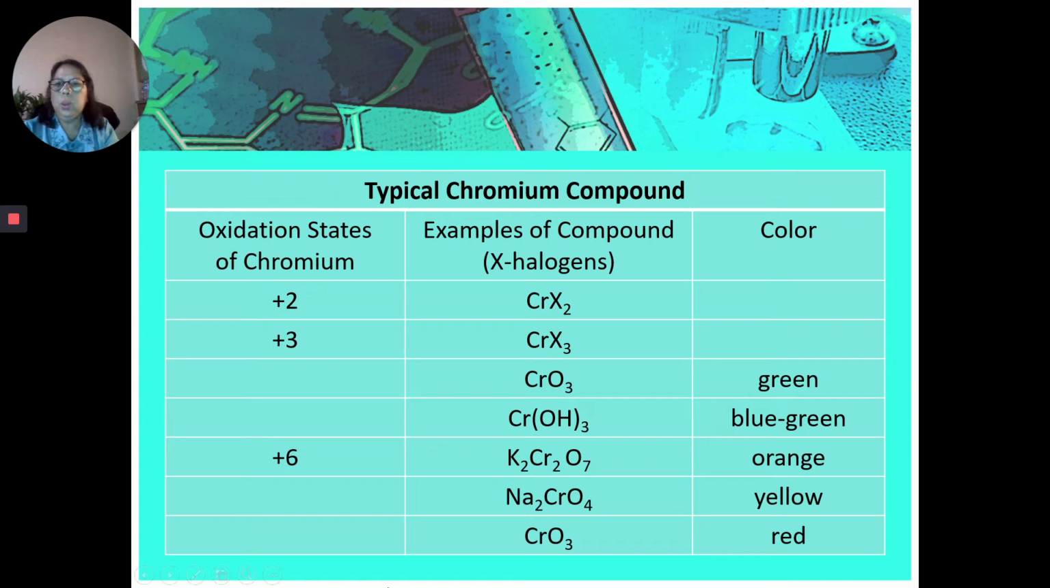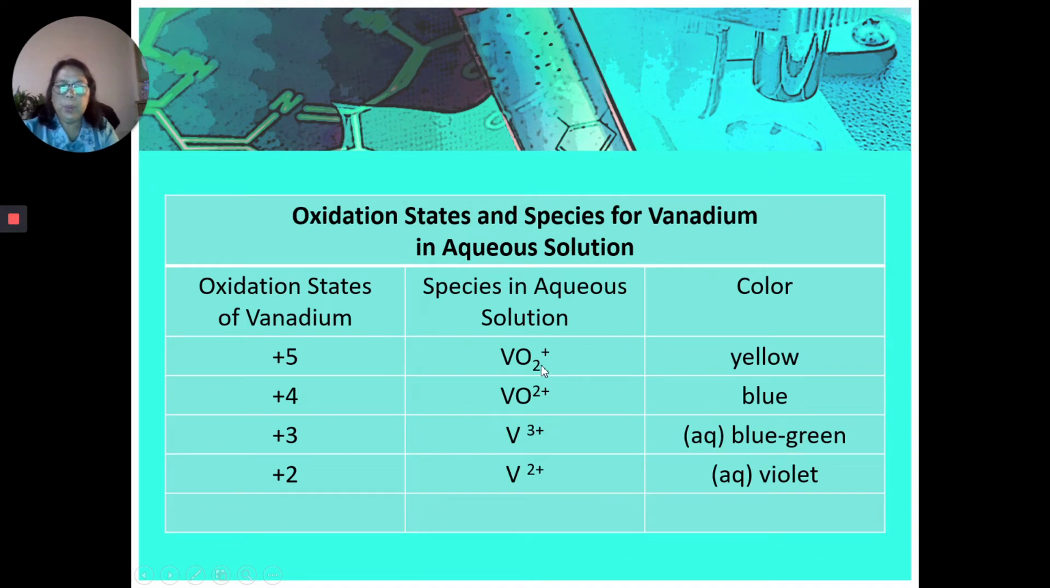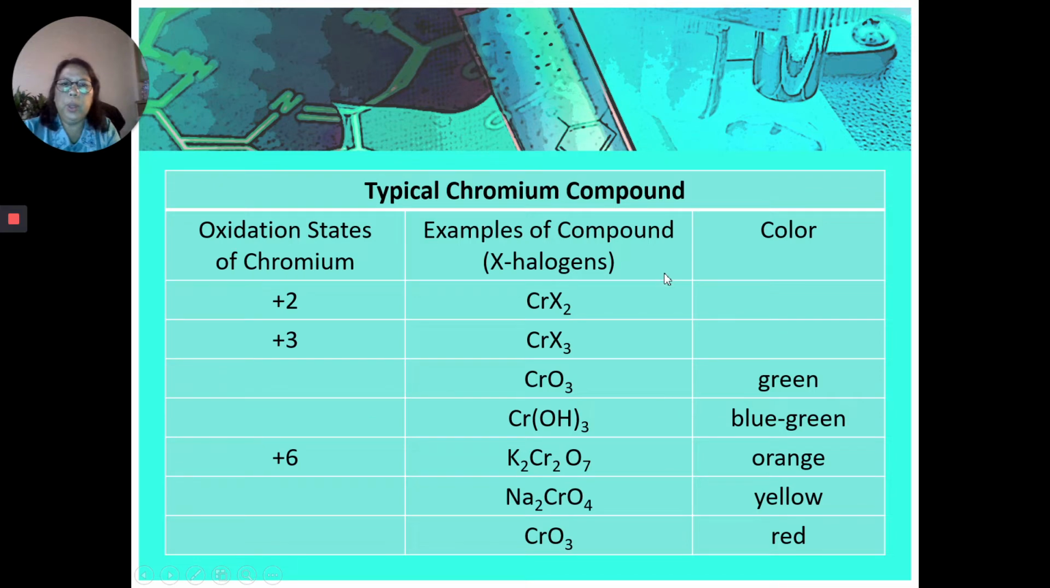Now let's go to chromium. Chromium plus 2, chromium plus 3, chromium plus 6. If the vanadium works with the oxygen to become its aqueous solution, this chromium works with halogen. Again, review of your basic chemistry. If we say X, do not look for X in your periodic table. X means the halogen, the whole of that line of halogen.